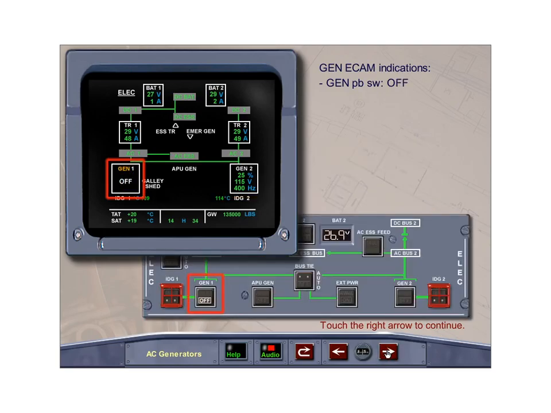When the generator push-button switch is selected off, the generator parameters are replaced with a white off and Gen is displayed in amber. The number 1 or 2 will be displayed in white if the engine is running and amber if shut down.